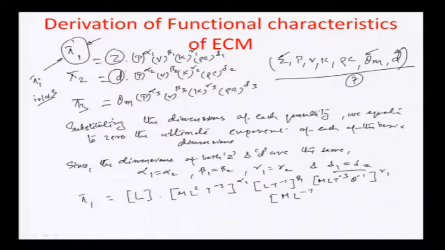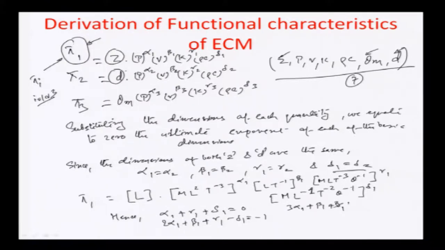Times of M L minus 1 T minus 2 theta minus 1 times of delta 1. So, alpha 1 plus gamma 1 plus delta 1 is equal to 0, twice alpha 1 plus beta 1 plus gamma 1 minus delta 1 equal to minus 1, thrice alpha 1 plus beta 1 plus gamma 1 thrice gamma 1 plus twice delta 1 equal to 0, and gamma 1 plus delta 1 is 0. And so, solving all these equations, we get alpha 1 equal to 0, beta 1 is 1, gamma 1 is minus 1, and delta 1 equals 1.